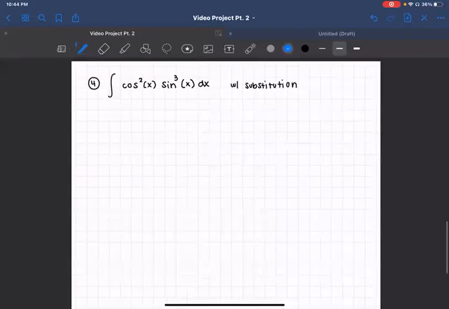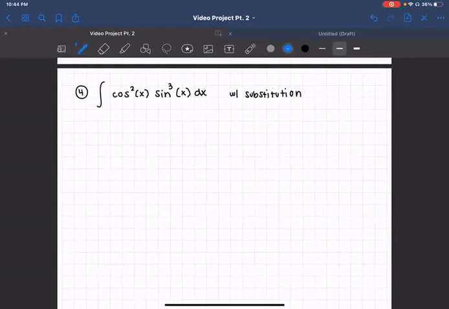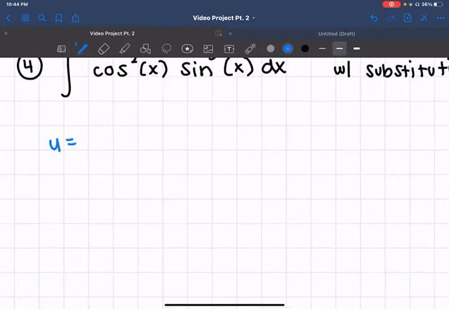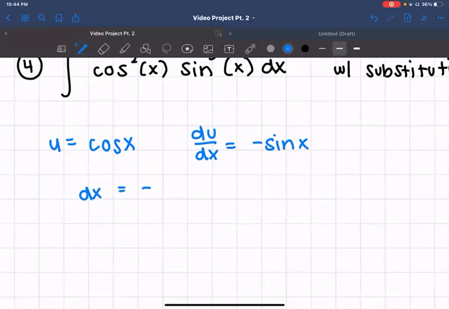Okay, and the last one is going to be to solve the integral of cosine squared x sine cubed x dx using substitution. So for our substitution, our u is going to equal cosine x. Our du over dx is going to equal negative sine x. Our dx is going to equal negative 1 over sine x du.